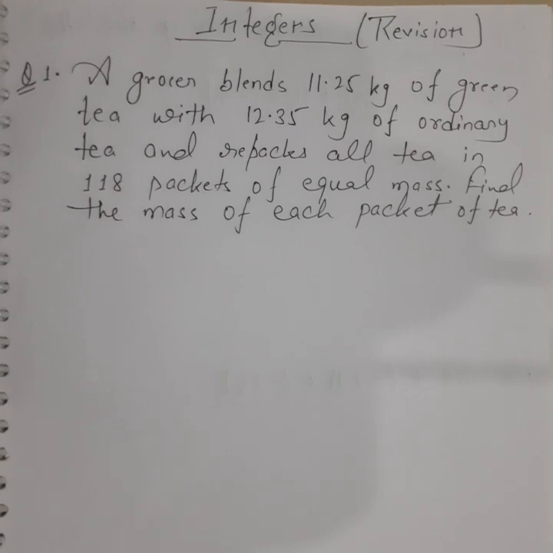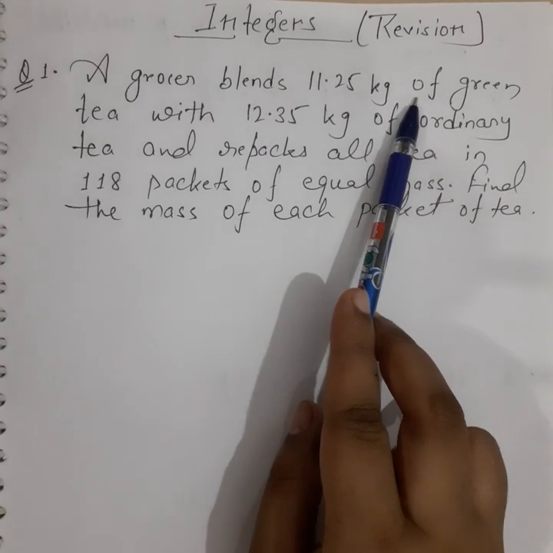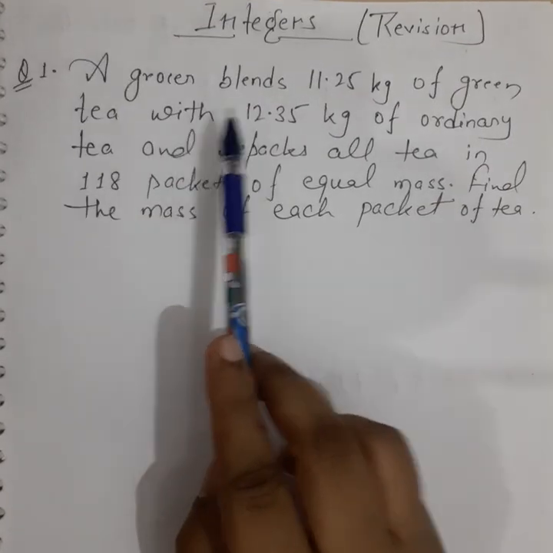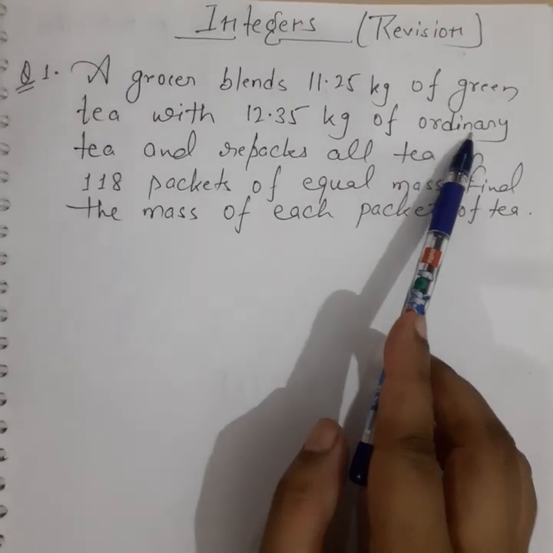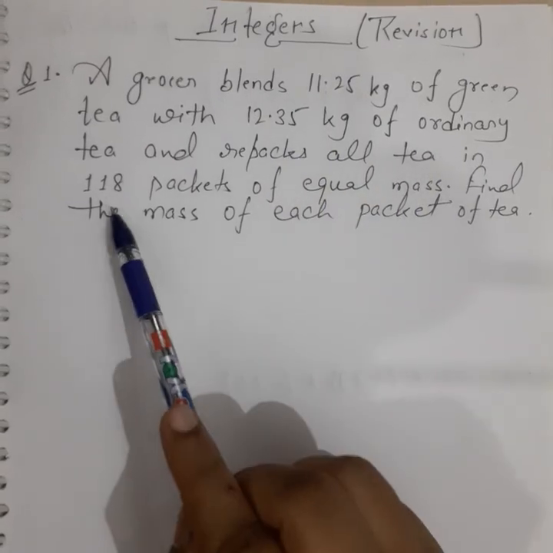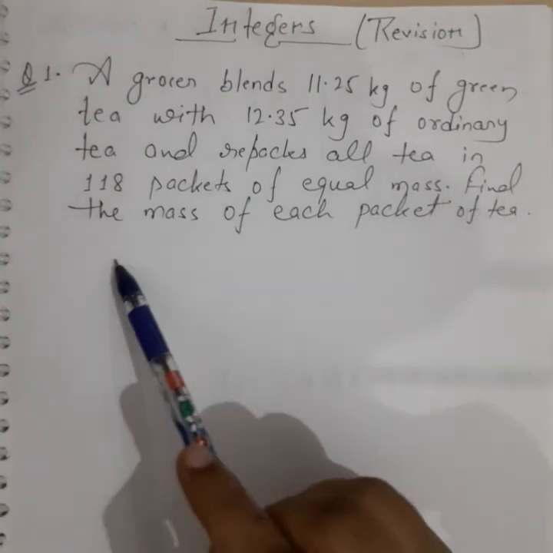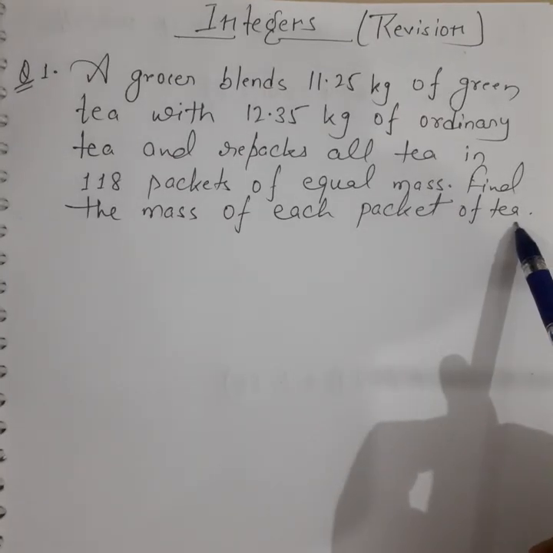Okay, in this video we are going to solve some different types of problems based on integers. The first problem is: a grocer blends 11.25 kg of green tea with 12.35 kg of ordinary tea and repacks all tea in 118 packets of equal mass. Find the mass of each packet of tea.